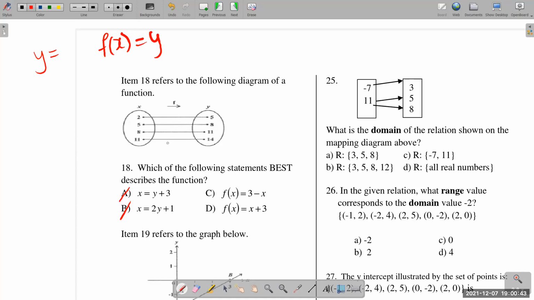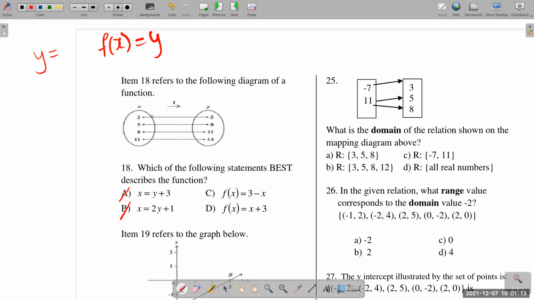But which one is correct? Is it that when I put in 2, I add 3? Or is it 3 minus 2? So which one would you pick, C or D? Which one would you pick, guys? Let's test it out and see.